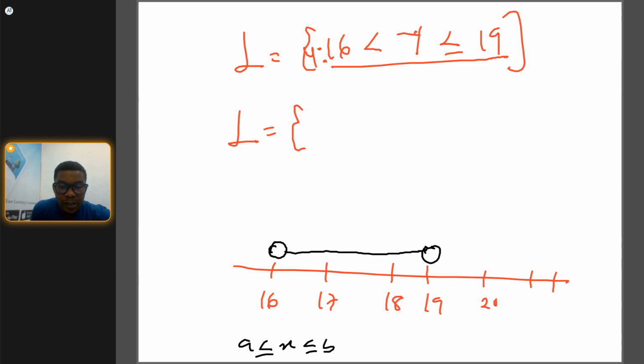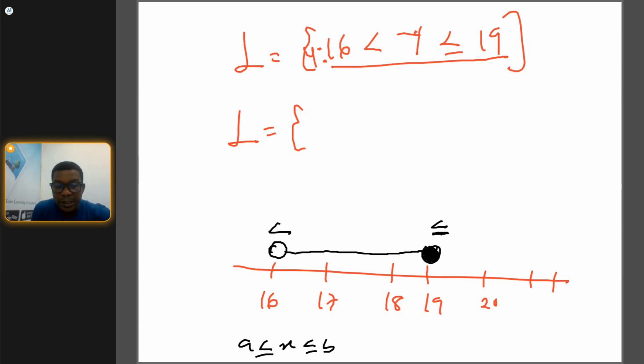So on 16, I'm not going to shade the what? The circle, because it's just less than. But in this case, it is less than or equals to. So I need to shade. So when you are shading this, it means that you must include 19 as part of the numbers you'll be writing out in your what? Elements. You must include 19.